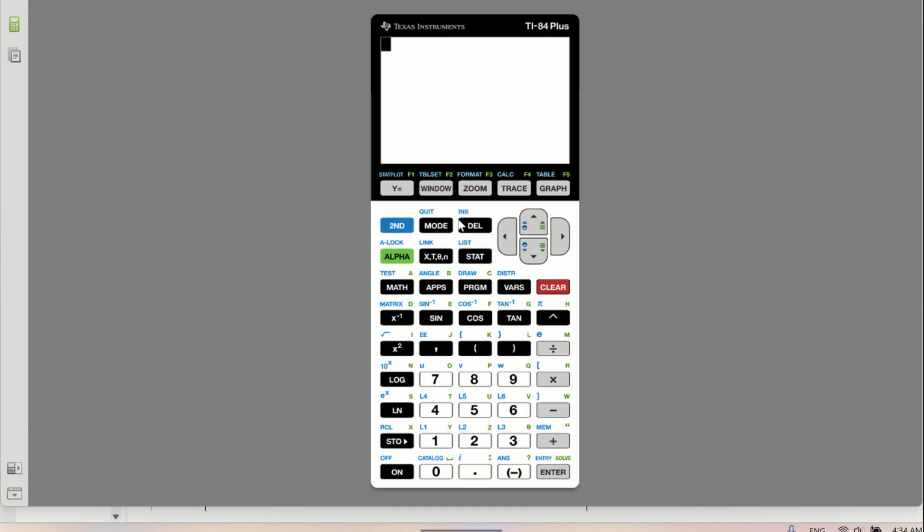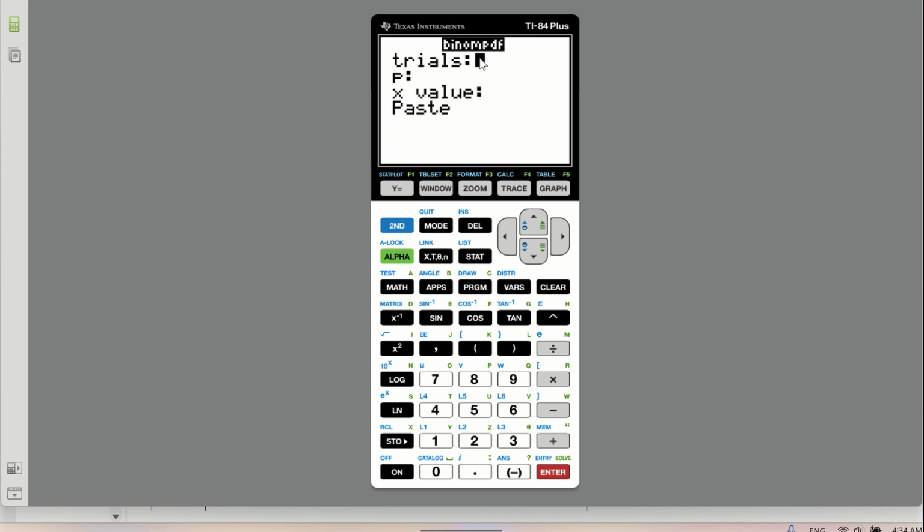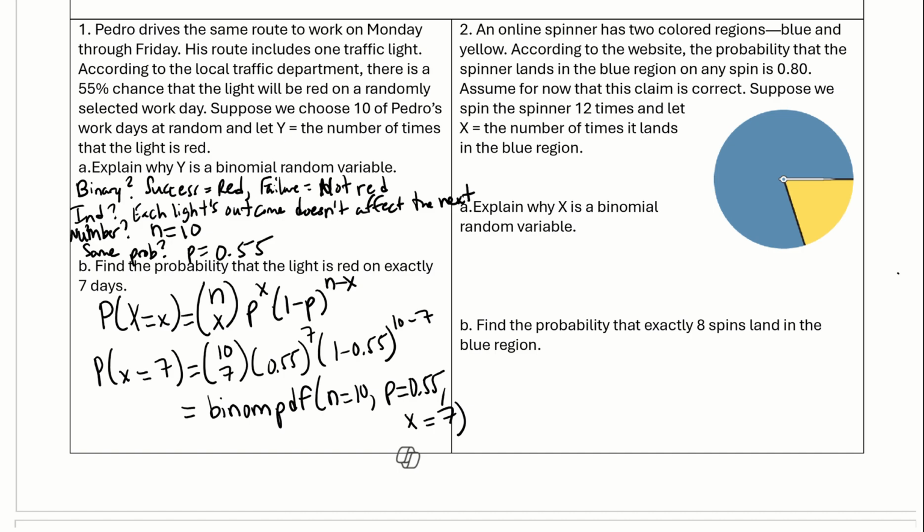All right, we're going to show you on here how to do it. So again, you go to second vars. Let's scroll all the way down. We've got binomial PDF. PDF is for a specific value. So we've got 10 trials, 0.55, and I believe it was 7 for the red lights. All right, and then 0.1665, okay?